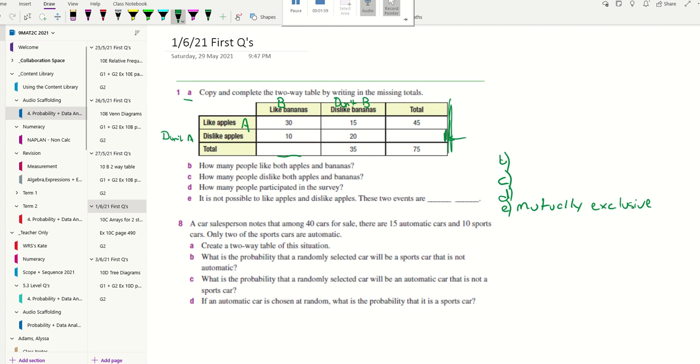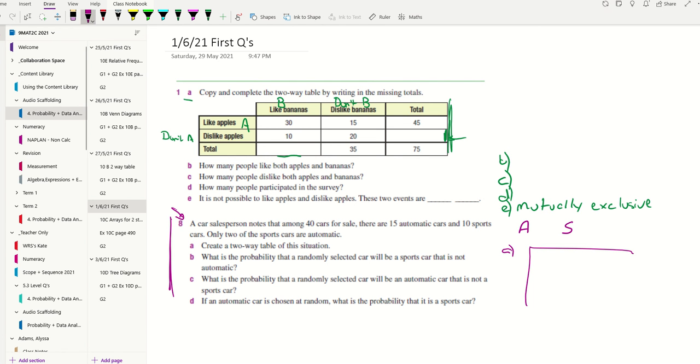Okay, so our next question, question 8, is over here. We'll swap coloured pens. So reading this sentence, a car salesperson notes that among 40 cars for sale, write that number down somewhere as your total, there are 15 automatic cars. So write down perhaps an A for automatic, and 10 sports cars. Perhaps we use S for sports cars. Only 2 of the sports cars are automatic. A, create a two-way table.